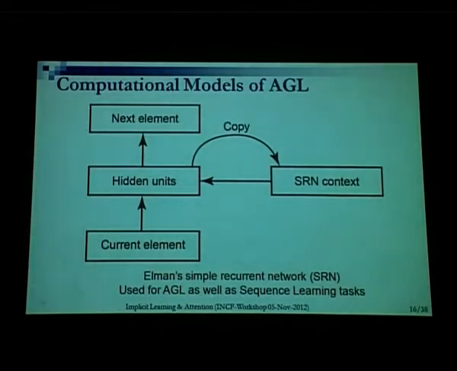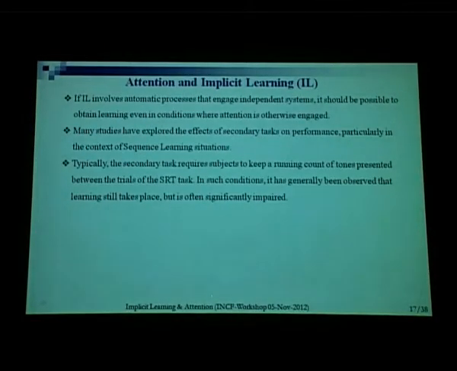Okay, so far we looked at different aspects of implicit learning. Today what I would like to focus on is the role of attention in implicit learning. And this is very important, because what we have been saying is that implicit learning happens automatically, it doesn't require attentional resources. Right? So if it is automatic and it engages some independent system, it should be possible to obtain learning even in conditions where attention is engaged, for example, in a secondary task.